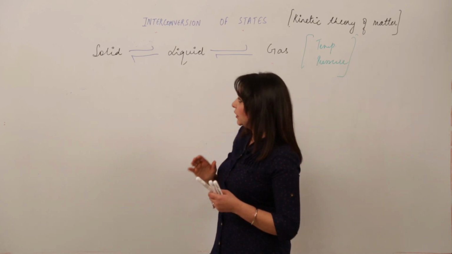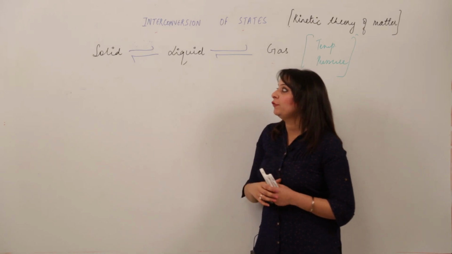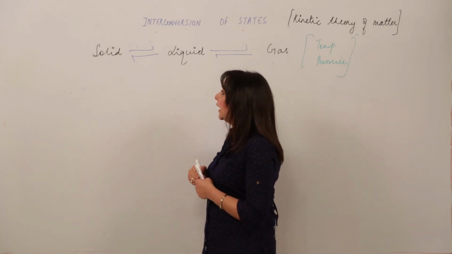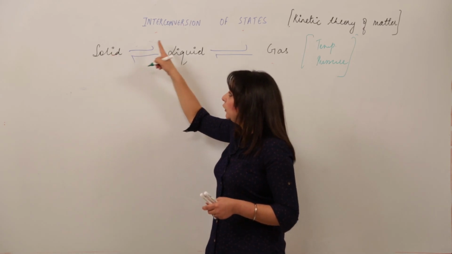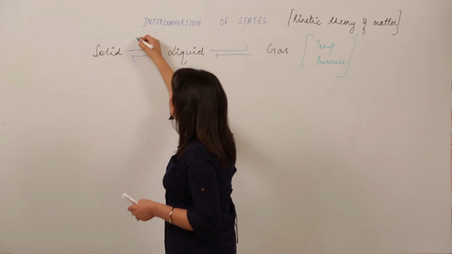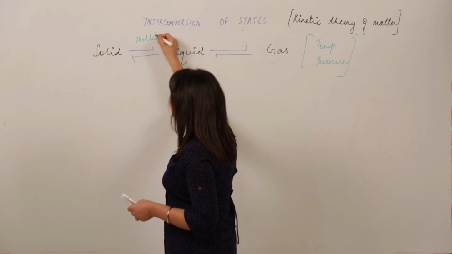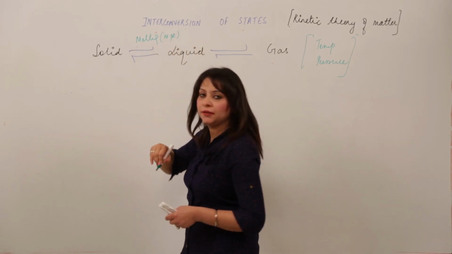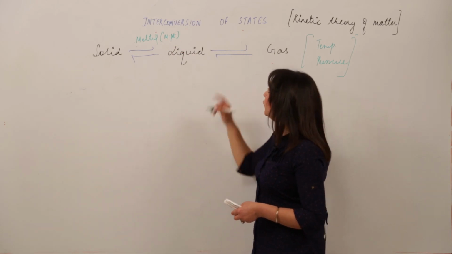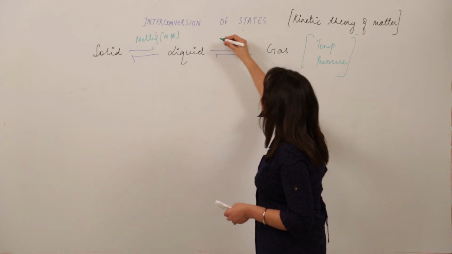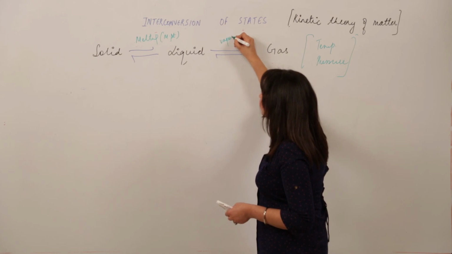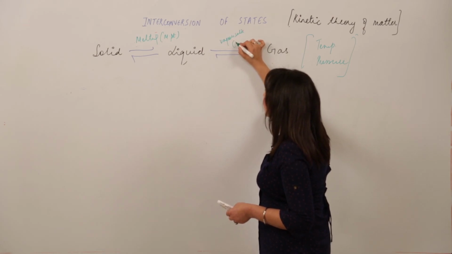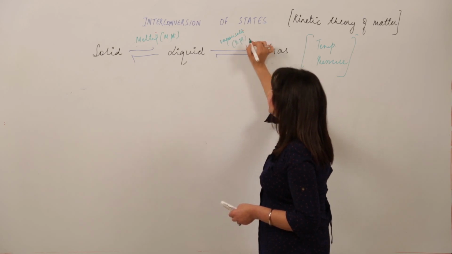First of all, I would like you to know the names given to these phenomena, that is the conversions. When we convert solid to liquid, it is called melting, and it occurs at a particular temperature, that is the melting point. And the conversion of liquid to gas is vaporization. It occurs at the boiling point.